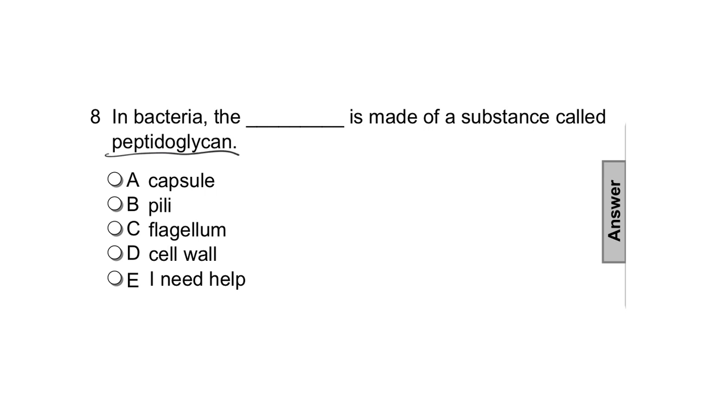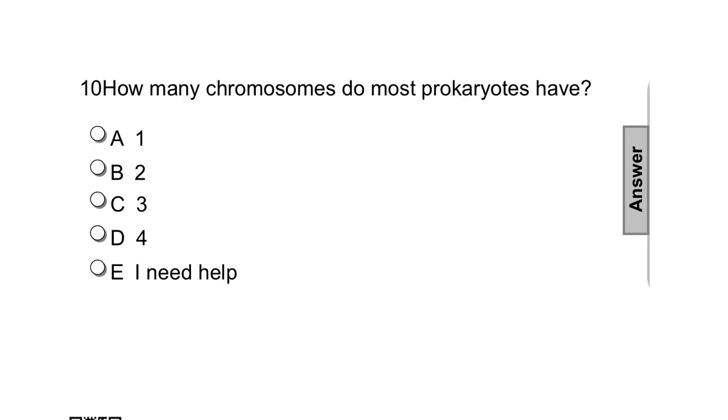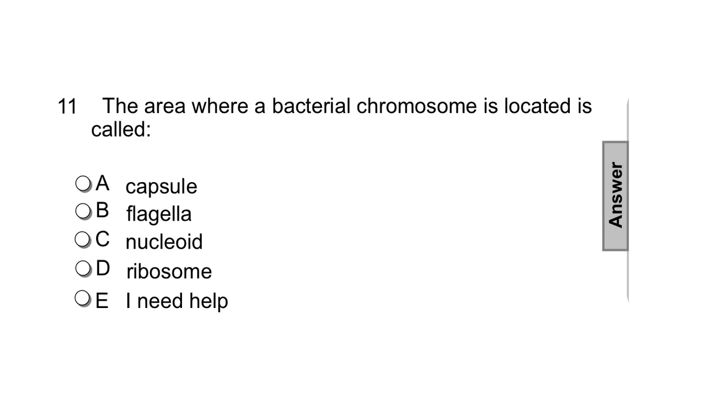Okay, peptidoglycan is the substance that makes up a cell wall of a bacteria. The shape of a bacterial chromosome is a big circular loop, but it's all tangled up. Okay, prokaryotes have only one chromosome. The region where the bacteria chromosome is located is called the nucleoid region, or just nucleoid.